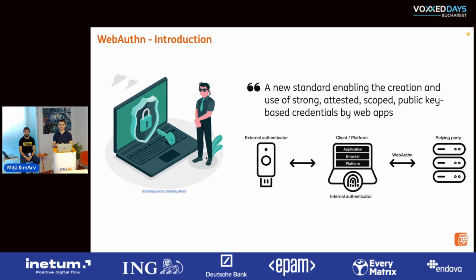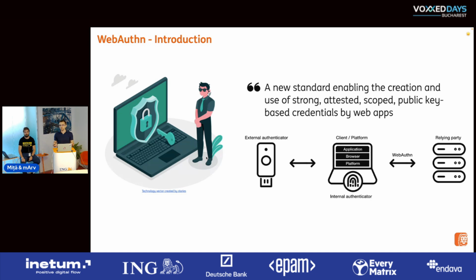It was developed by W3C and the Fast Identity Online Alliance. That's a group of big companies trying to create a more secure process around authentication. And you hear during these slides new terms like relying party, that's the web application you are building. An authenticator, that's a device or a software that can create and access public key-based credentials. So the browser uses the Web Authentication API, an extension to the Credential Management API.